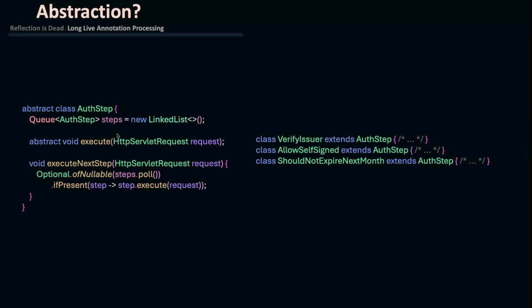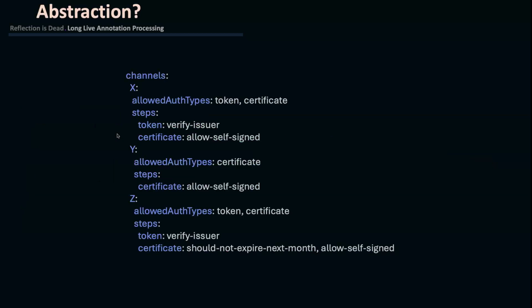Well, probably we need to specify it somewhere, either in the code or in external configuration. And if we have some environment that differs from another, probably it shouldn't be in the code and certainly in a configuration. Where we have for channel X that the allowed authentication types are token and certificate. For channel Y, it's only certificate.